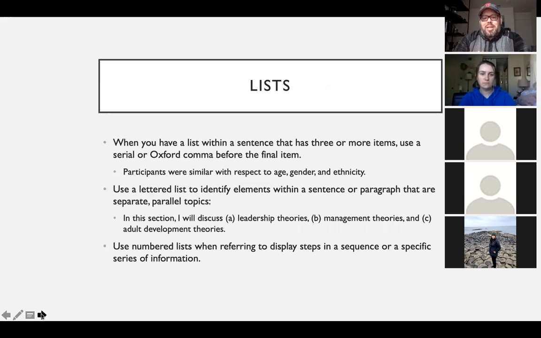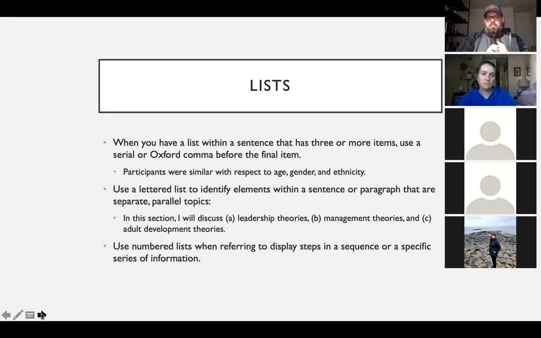When we also have lists, that's the next piece that we're going to be talking about. When you have a list within a sentence that has 3 or more items, you do need to use a serial or an Oxford comma before the final item. So the Oxford comma is the comma that comes before the "and" in the sentence here. Participants were similar with respect to age, gender, and ethnicity. Because there are 3 items in that list, you do need to include the comma before the final item.